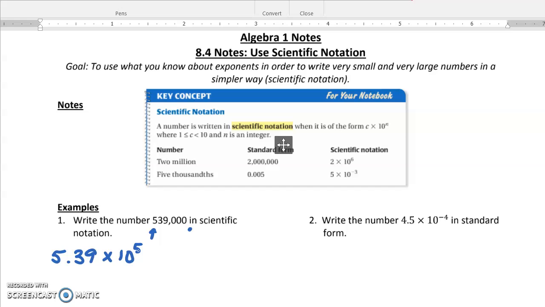In example 2, we are taking a number written in scientific notation and putting it back in standard form. So, we've got 4.5, but they want us to multiply it by 10 to the negative 4. That means we have to move our decimal 4 places to the left. 1, 2, 3, 4. And we're going to fill in those blank spots with zeros. So this is going to become 0.00045.